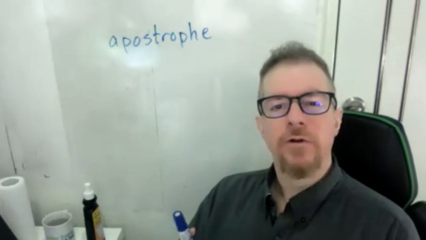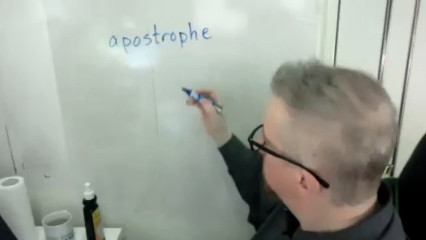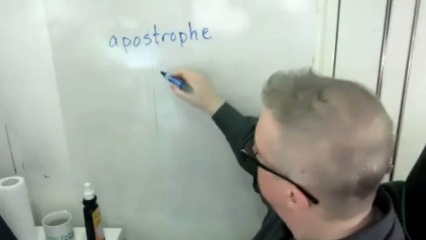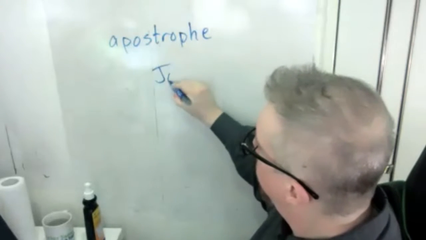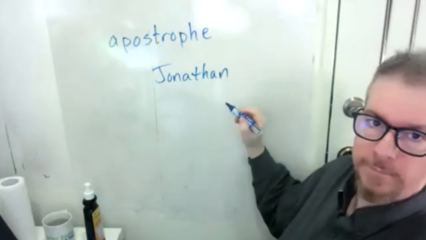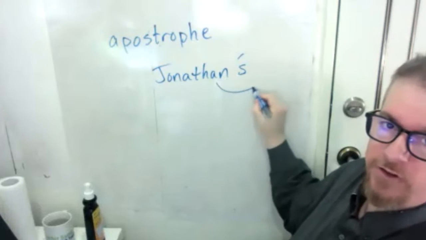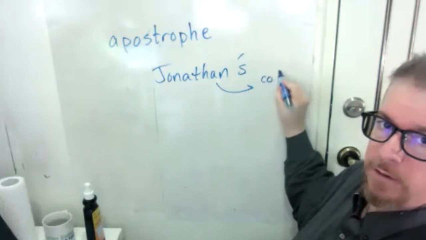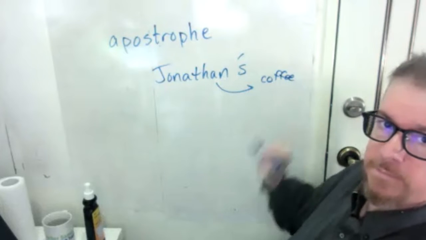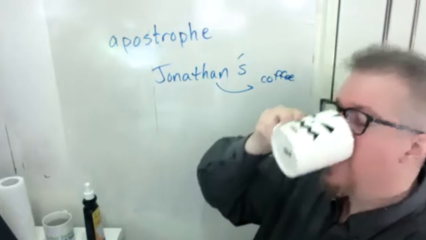Okay, class, today I want to talk about the apostrophe. You are most familiar with this in possessive senses. So, for instance, if we have a name and we want to say that this name possesses something, Jonathan's coffee, it means it's my coffee, right?